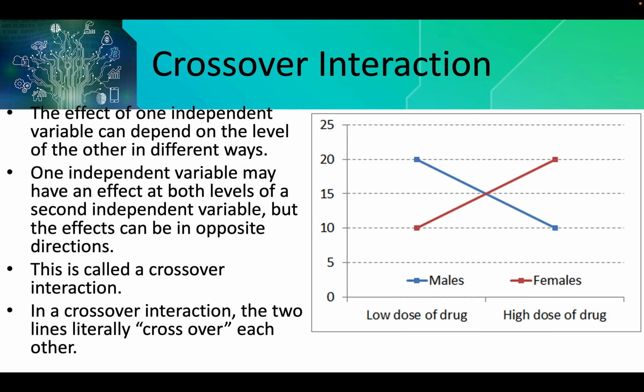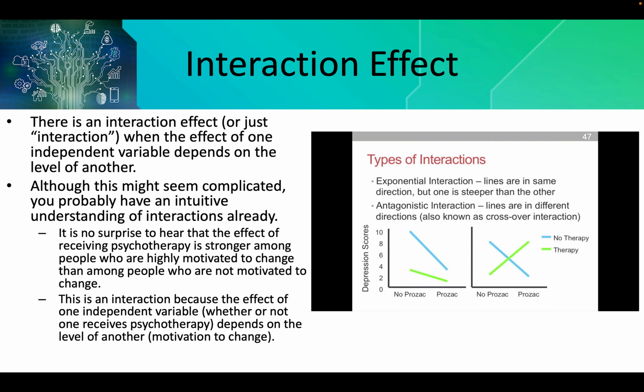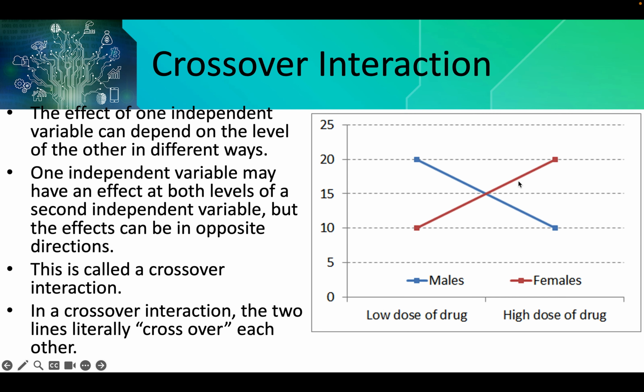The effect of one independent variable can depend on the level of the other in different ways. One independent variable may have an effect on both levels of a second independent variable, but the effects can be in opposite directions. This is called a crossover interaction. In a crossover interaction, the two lines literally cross over each other. And this is what we see here.